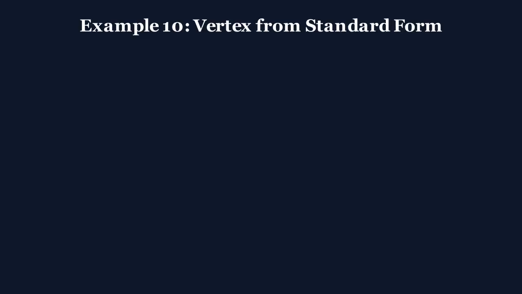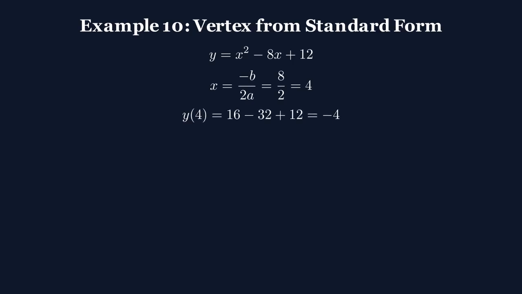Example 10. For y equals x squared minus 8x plus 12, find the vertex from standard form. The axis of symmetry is x equals -b over 2a. Here a is 1 and b is -8. So x equals 4. Substitute 4 into the function. 16 minus 32 plus 12 equals -4. The vertex is (4, -4).